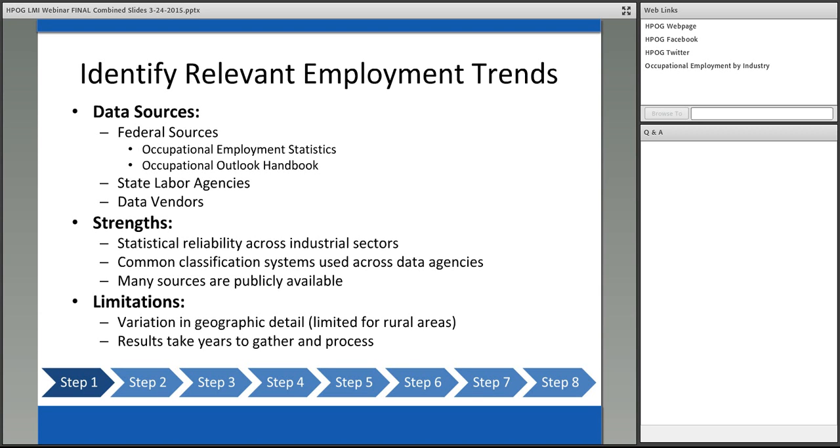Since much of traditional data is based on surveys, there tends to be a pretty significant degree of geographic variation in terms of detail, with rural areas having less available information and less detail compared to more urban metropolitan areas. And since this also comes from a survey, it can take some time to gather and process these survey results and publish them. So sometimes the information can be a year, 2 or 3 years old by the time you're looking at it compared to when you want to use that information.